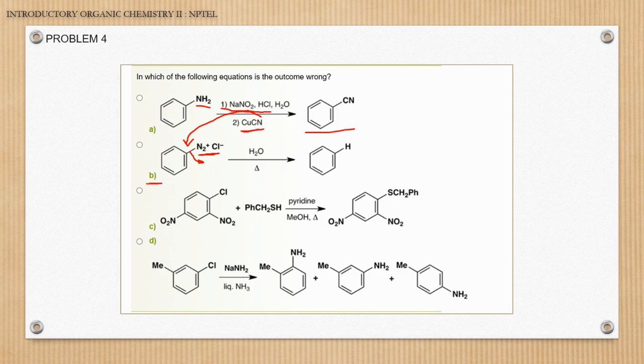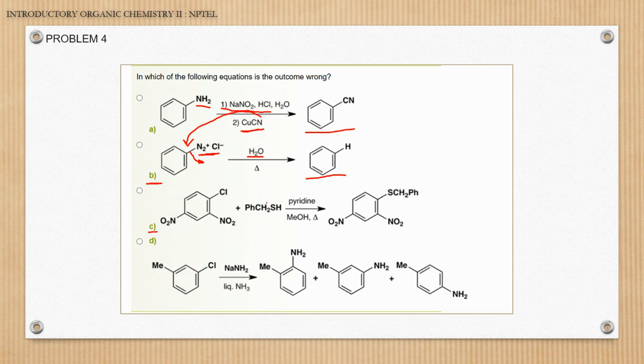So coming to part number 2. A diazonium salt is already generated and they have treated it with water and heated it. So if water is the nucleophile here, then they have generated the phenol on the benzene ring. So is it right or wrong? Right. Okay.